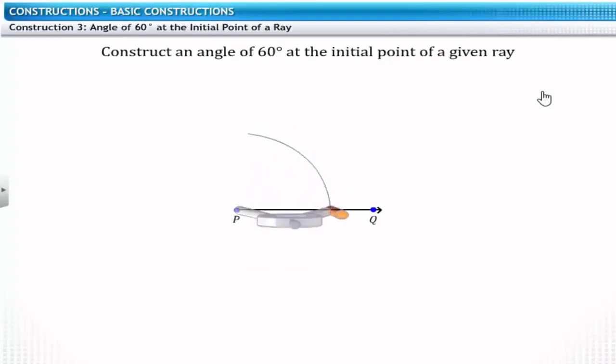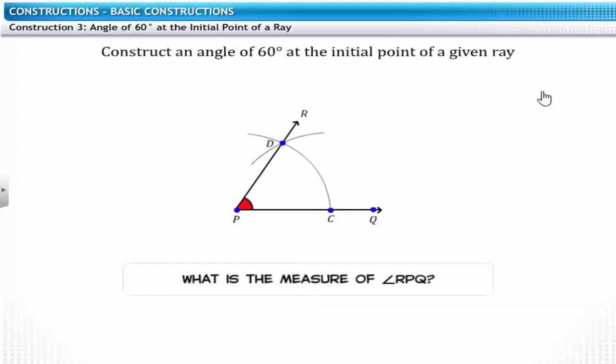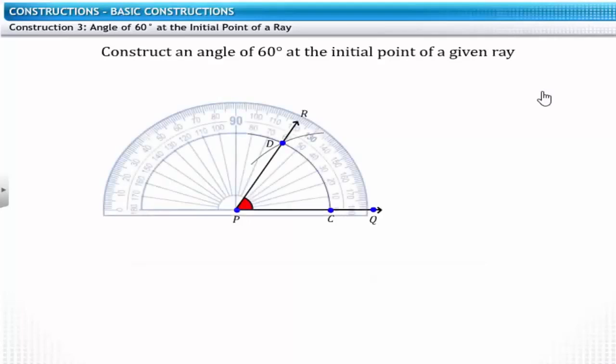Draw a big arc, taking P as a center. The arc intersects the ray PQ at point C. Next, with the same radius and taking C as the center, draw another arc. Name the intersection of the arcs as point D. Now, draw a ray PR passing through D. What is the measure of angle RPQ? Let's measure it using a protractor. The angle constructed measures 60 degrees.